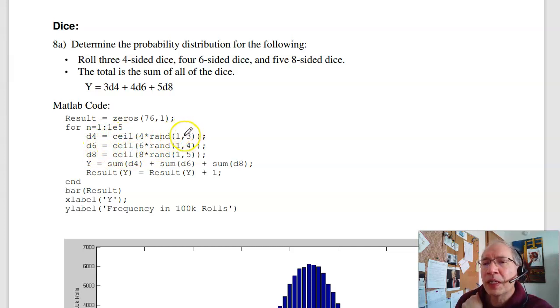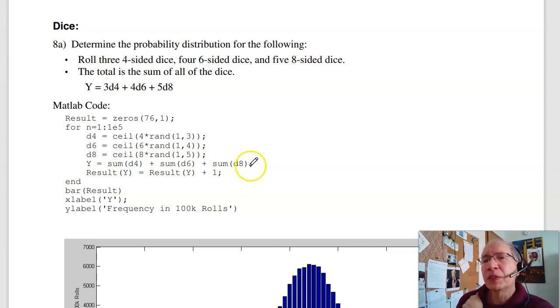What rand of 1, 3 does is it generates 3 random numbers between 0 and 1. Times 4 gives you 3 random numbers between 0 and 4. Ceiling is round up, so this will be numbers between 1 and 4. So I get 3 random numbers between 1 and 4, 4 random numbers between 1 and 6, 5 random numbers between 1 and 8. Those are my die rolls. My output is just the sum of all the die rolls.